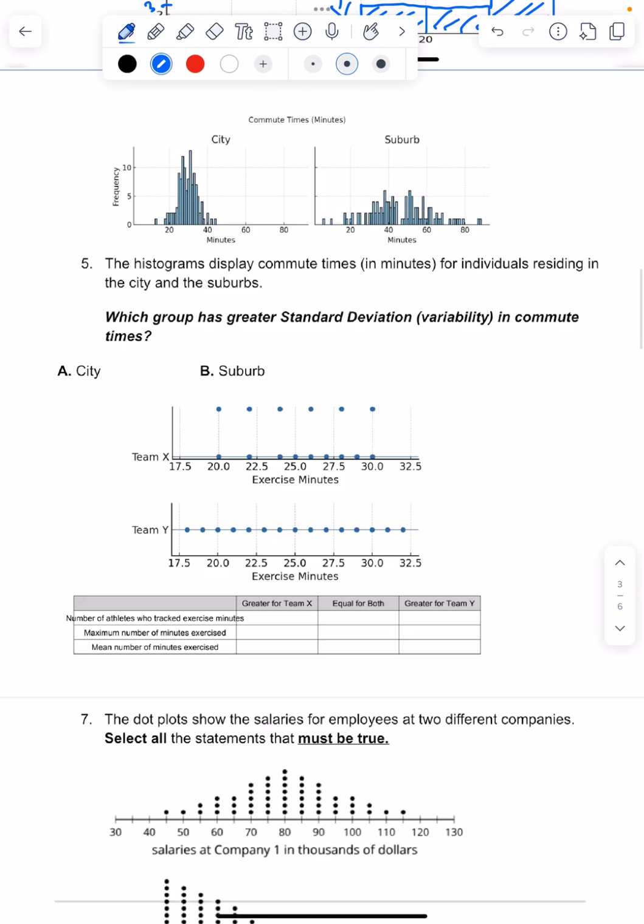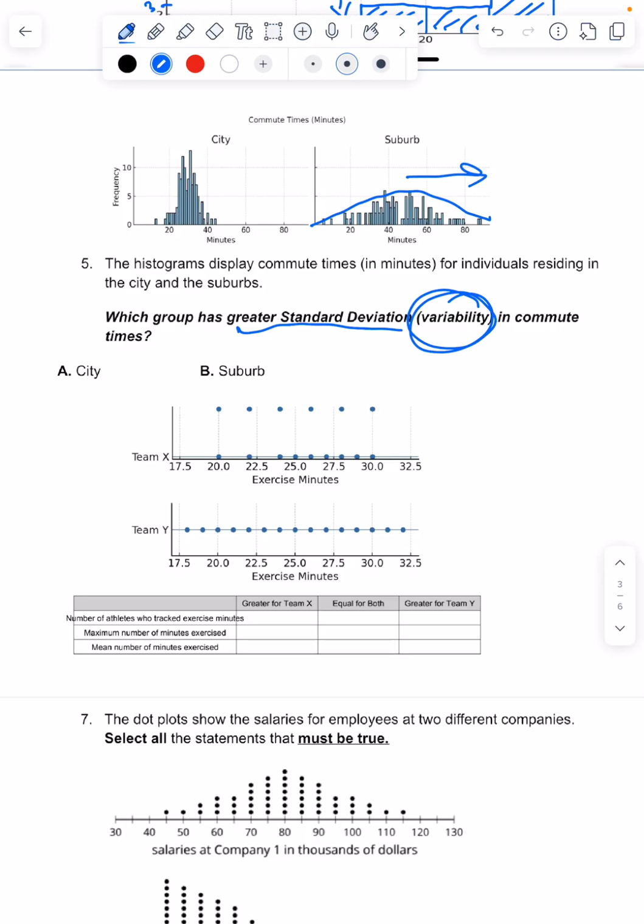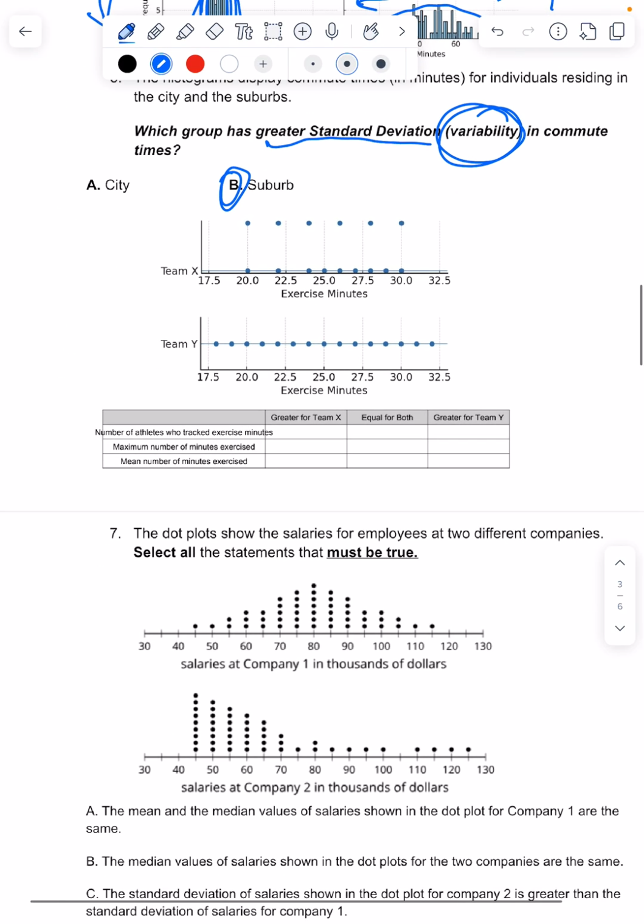Question number 5. We're looking at commute times. It says the histograms display commute times in minutes for individuals residing in the city and the suburbs. Which group has a greater standard deviation? We've talked about this quite a bit: the variability, the spread from the middle. We can see that this distribution has a lot of spread, versus this one, which is more of a concentration in the middle. So this one has a low SD and this one has a high SD. This one's pretty simple, again a freebie: it's the suburbs.